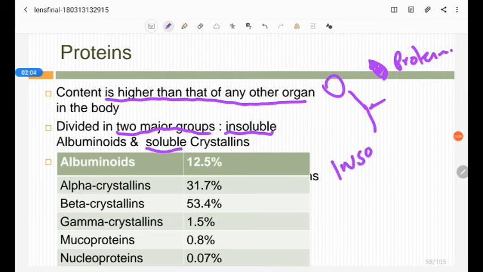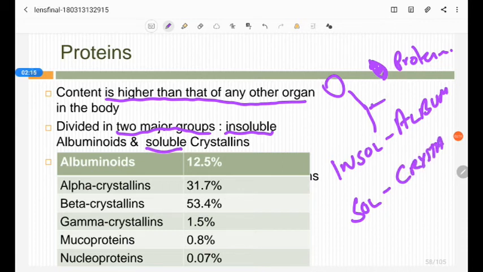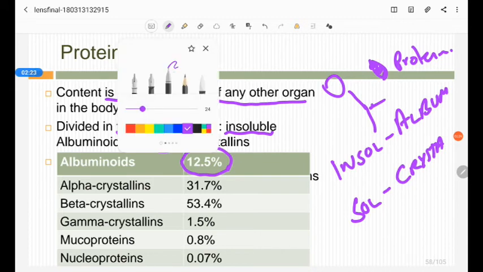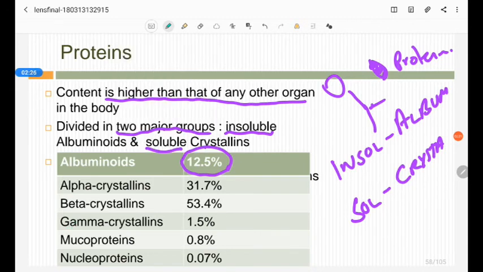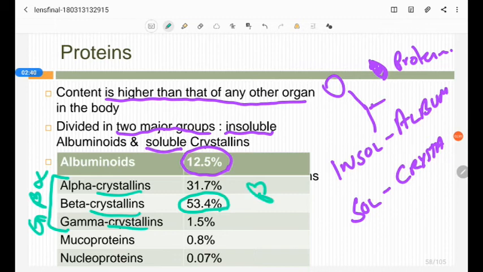The insoluble are albuminoids and the soluble ones are crystallines. Among that, albuminoids form only 12.1%, whereas crystallines are further divided into alpha, beta and gamma crystallines. And in that, it is the beta crystalline that is seen at higher concentration.